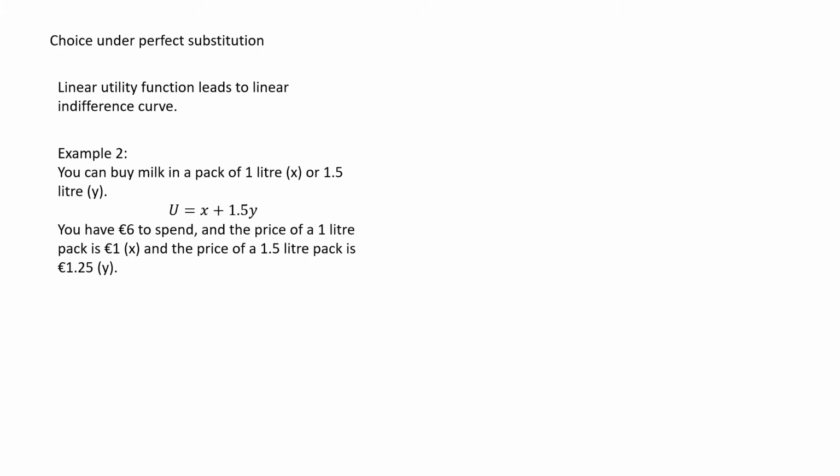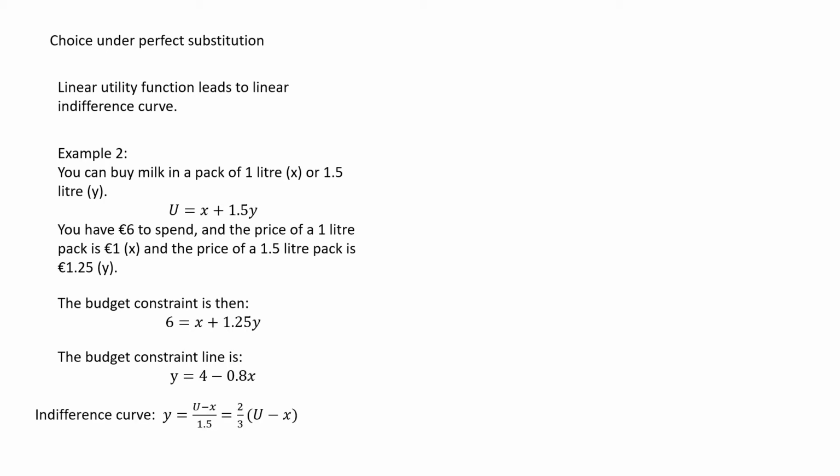But now we also assume a certain budget constraint. We assume here that you have 6 euros to spend on milk, and the price of a 1 liter pack is 1 euro, and the price of a 1.5 liter pack is 1.25 euros. The budget constraint, hence, can be written as 6 equals X plus 1.25 times Y, which, once you get the Y on the left-hand side, is going to give you the budget constraint line's equation, which is Y equals 4 minus 0.8 X.